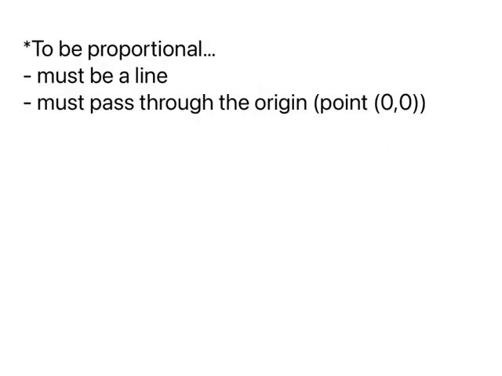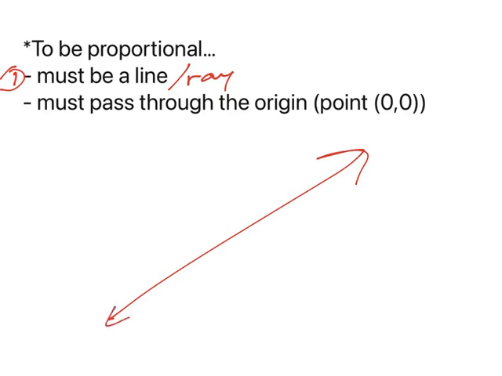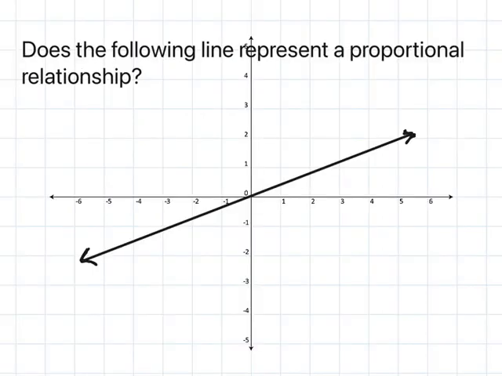So in order for us to have a proportional relationship, two things must be true. The first one is we must have a line. Now this could also be a ray, but basically it is a straight piece. It's either a full line going in both directions or a ray that just goes in one direction. The other thing is that it must pass through the origin, which is the point 0, 0. So if you have a line that passes through the origin, it is proportional. That helps us when we're looking at the graph of a line.